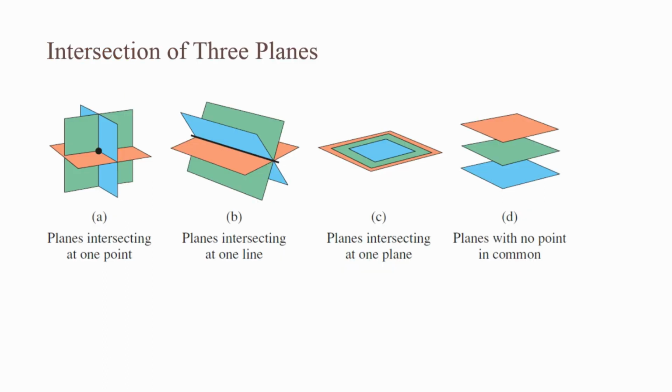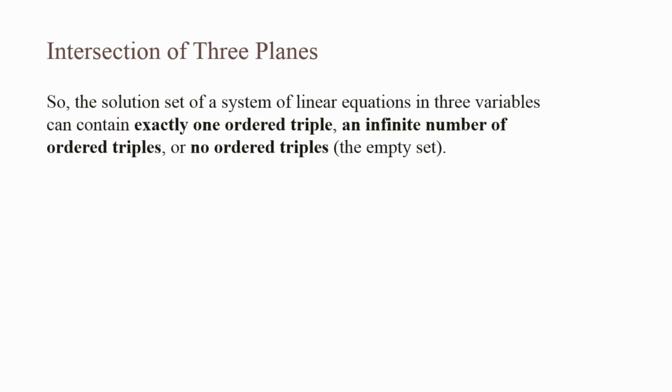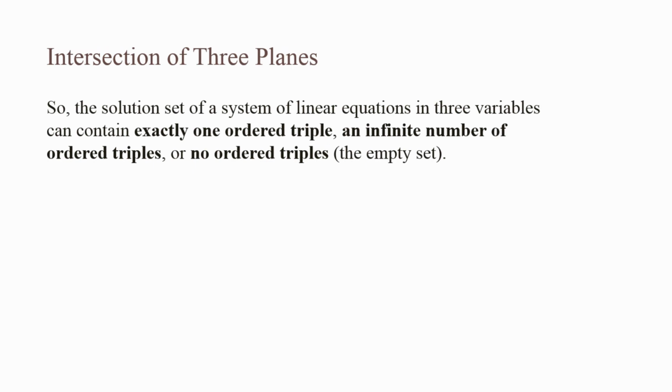The intersection of three planes can be one point, a line, a plane, or the empty set. So, the solution set of a system of linear equations in three variables can contain exactly one ordered triple, an infinite number of ordered triples, or no ordered triples, which is the empty set.